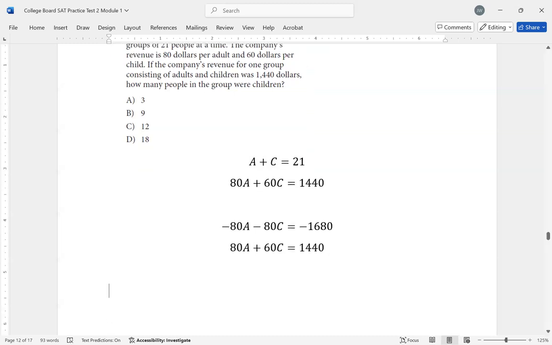Now the elimination method says add these two equations up now that we have opposite coefficients. Therefore, I'm going to eliminate my A. I'll have negative 20 times C is equal to negative 240. Divide both sides by negative 20, and you'd get that C is equal to 12.